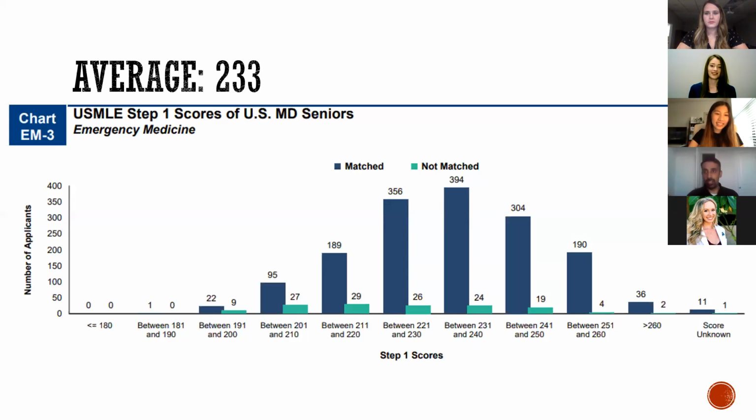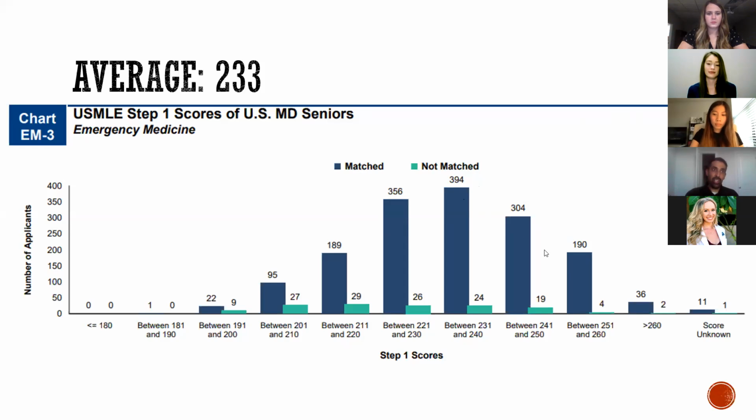So here are the numbers for step 1. This is based on the 2019 data, and you can see, based on your step score, what your chance of matching is. The thing I want to stress is that the average is around a 233, which is around over here. You can see at the average there's a greater than 90% chance of matching, probably greater than 95%, pretty solid.